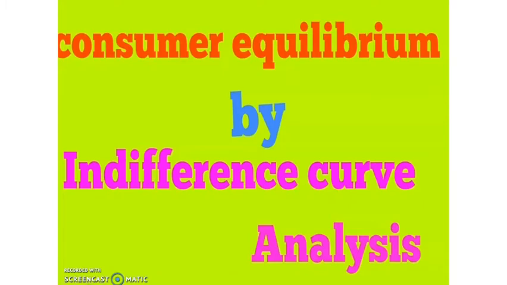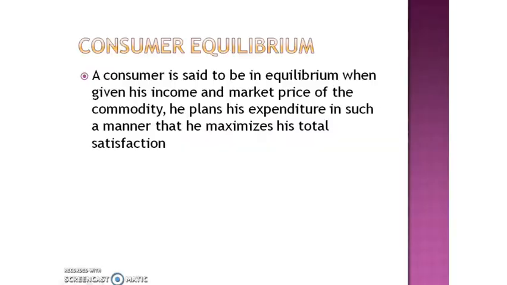Consumer equilibrium by indifference curve analysis. So what is consumer equilibrium? A consumer is said to be in equilibrium when, given his income and market price of the commodity, he plans his expenditure in such a manner that he maximizes his total satisfaction. So maximum satisfaction from fixed income, that is the main aim of a consumer.